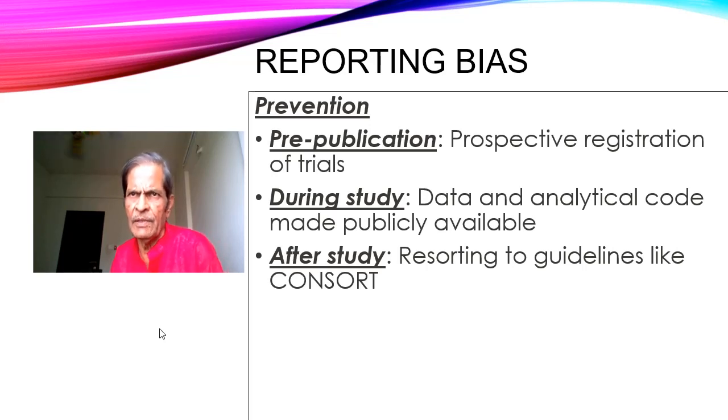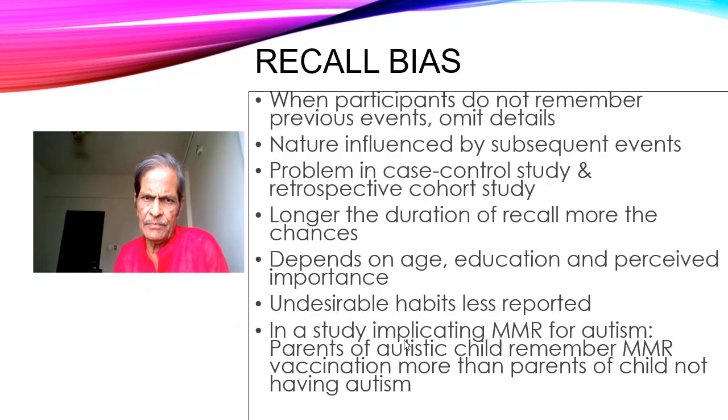Similarly, checklists are available for the case control studies, cohort studies, and cross-sectional studies, and there are internationally accepted guidelines for these types of study. So after the study, if one resorts to guidelines like CONSORT or the respective guidelines for the case control studies or for the cohort studies or for the cross-sectional studies, then the reporting bias after the study will be minimized. The recall bias is when participants do not remember previous events or omit certain details.